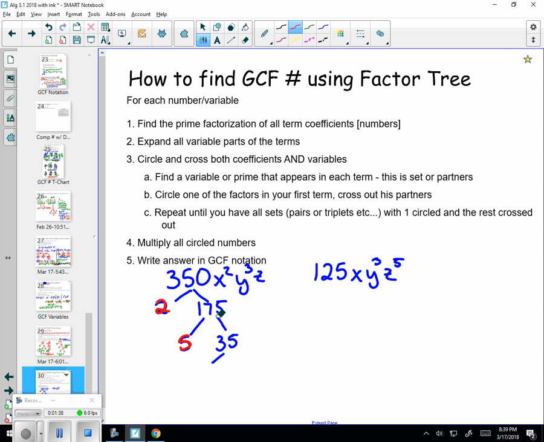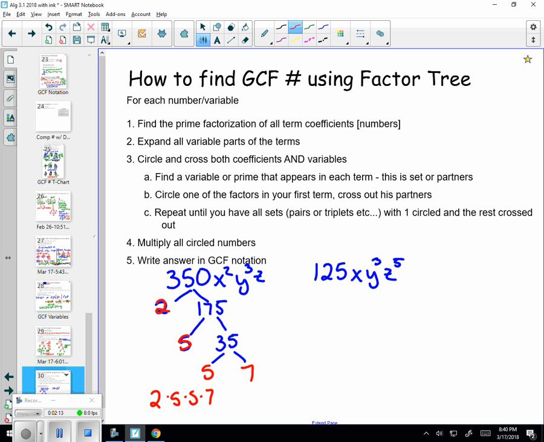It is not even, so 2 won't go in. 3 plus 5 is 8, and 3 doesn't divide 8 very nicely, so it won't divide 35. It ends in 5, so 5 must be one of the factors. Well, 35 divided by 5 I know is 7, and 7 is a prime. All of my branches are prime, therefore I'm done. Writing them in order, 2 times 5 times 5 times 7, I have it expanded.